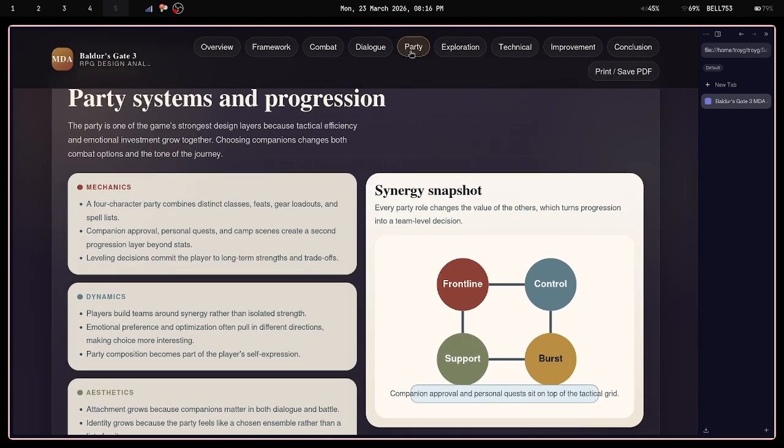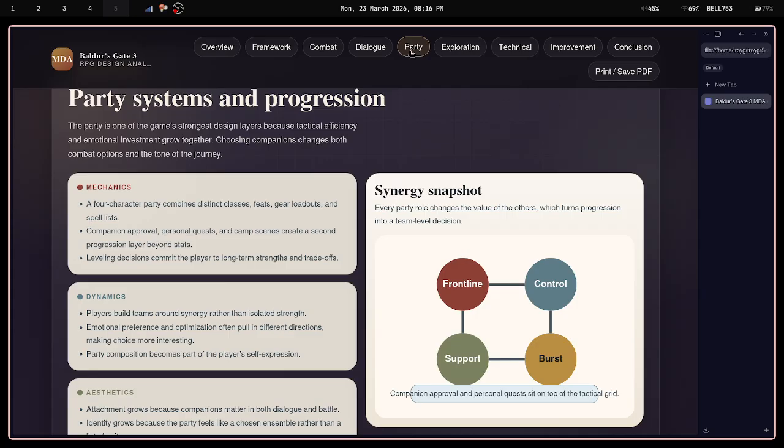The third major system is the party and progression structure. The mechanics include a 4-character party, class and subclass choices, feats, equipment loadouts, companion approval, personal quest lines, and camp scenes. So progression is not only about numbers, it is also about relationships and long-term identity.